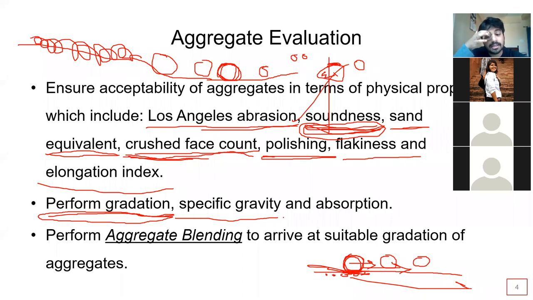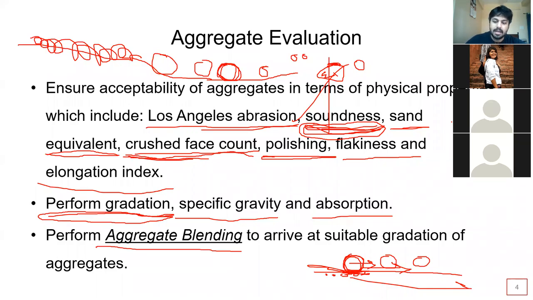Specific gravity: even I myself took this class, if you remember, how to calculate specific gravity of aggregates and absorption. Absorption means how much water it can absorb. Then perform aggregate blending to arrive at suitable gradation of aggregates. This term is totally new to you. Aggregate blending means you have to mix two or three sources of aggregates to obtain the required gradation curve of the mix. I am going to discuss this in detail, but for now just remember that aggregate blending means mixing two or three sources of aggregates to arrive at a suitable gradation that is required by the design.